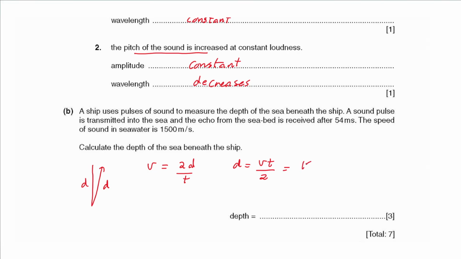And we have the speed 1500. The time is 54 over 1000 to get the milliseconds into seconds. So 0.054. And then we divide that by 2. That gives an answer of 40.5 meters or approximately 41 meters.